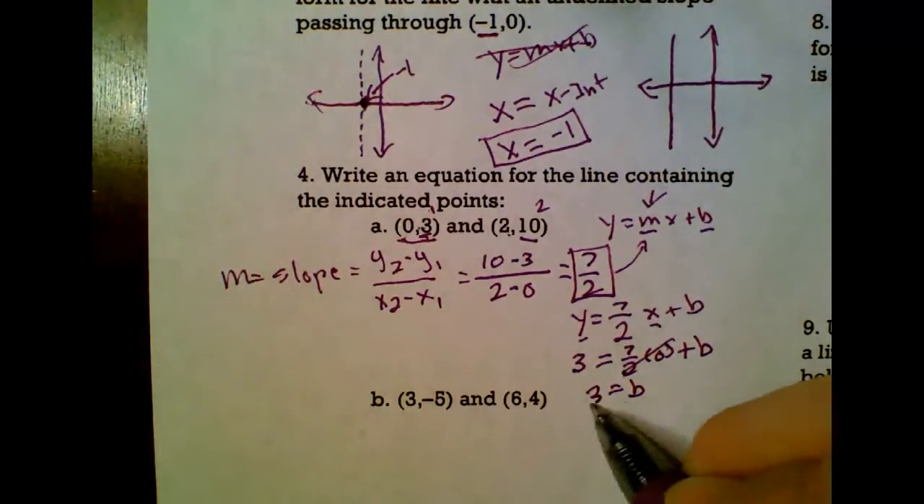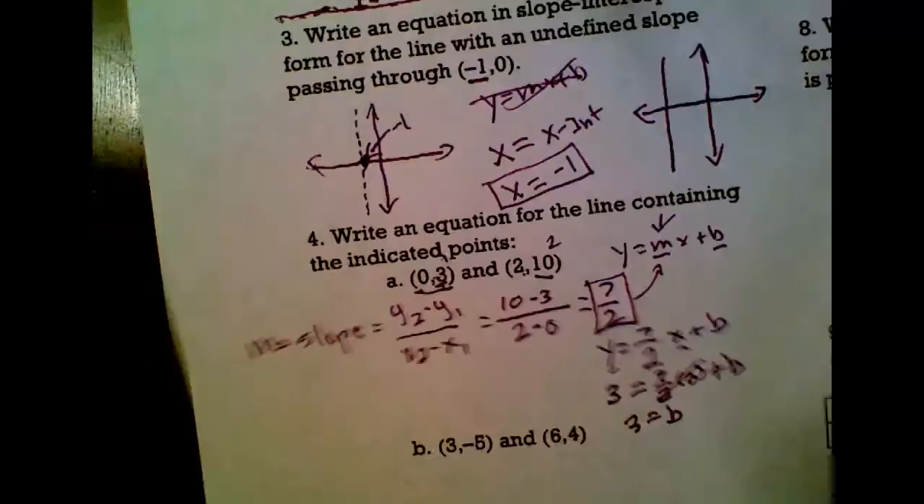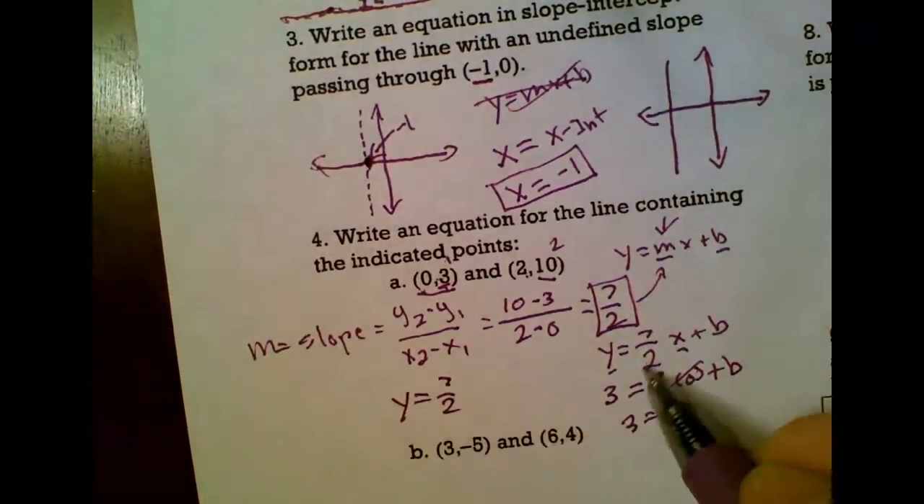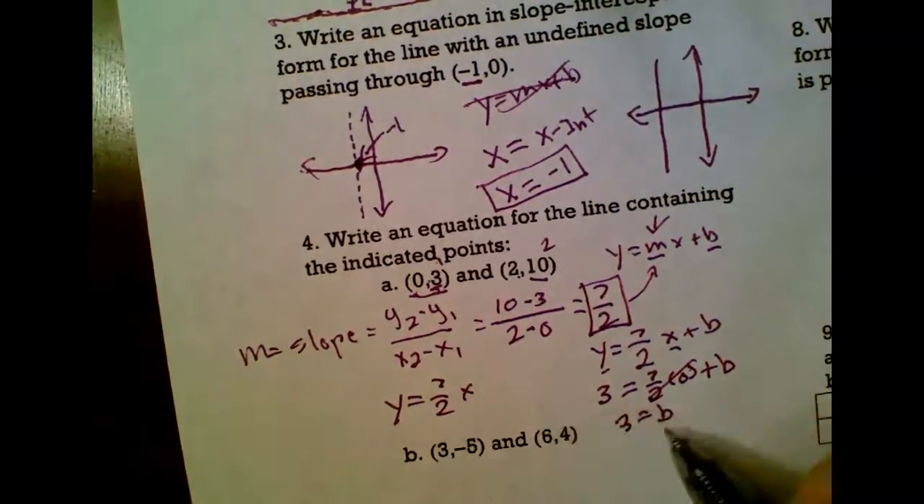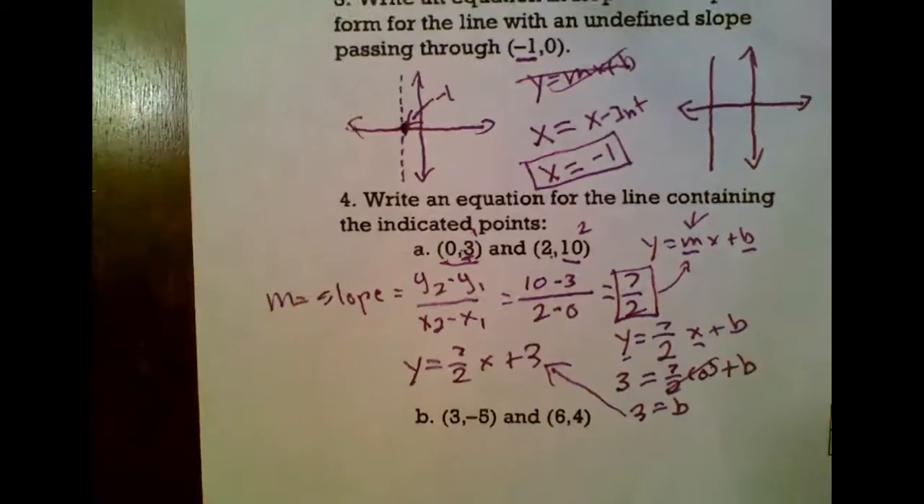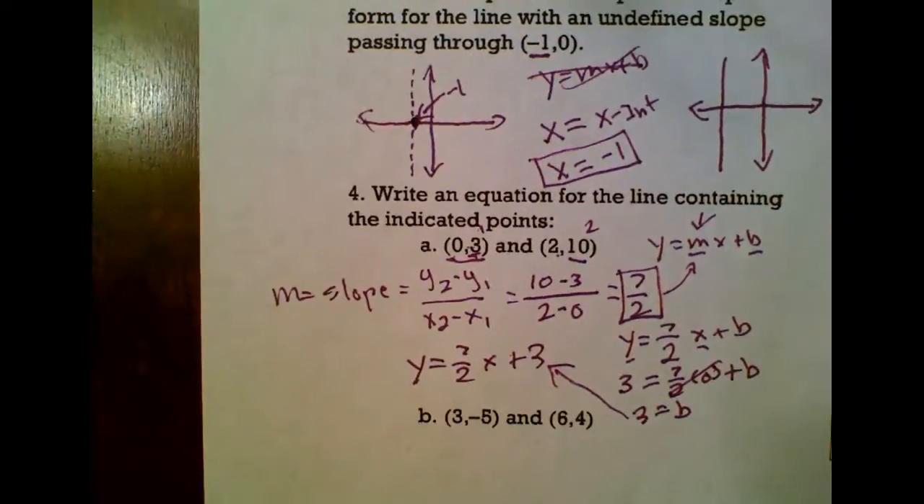And if 3 is equal to b, we'll just put that in for our equation. Let's rewrite the whole equation here. Y equals 7/2 x plus 3. That's from there. Okay? So that's how you kind of go about doing this problem right there. Let's try it one more time. Oh, sadly, this one doesn't have a 0 point, but maybe it will be a little bit easier of a fraction.